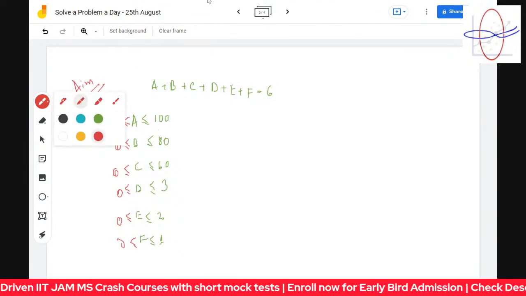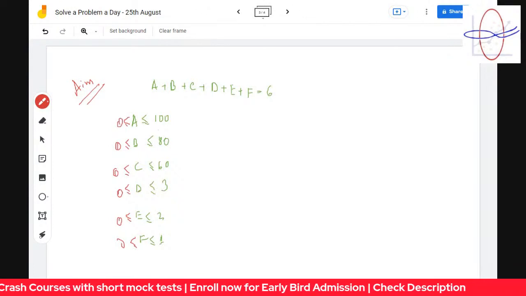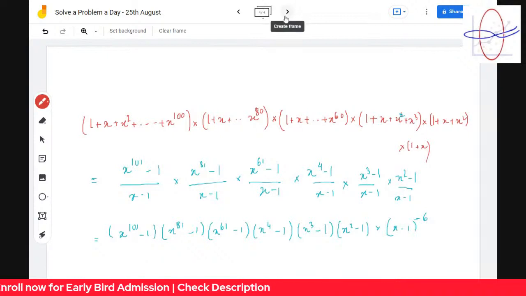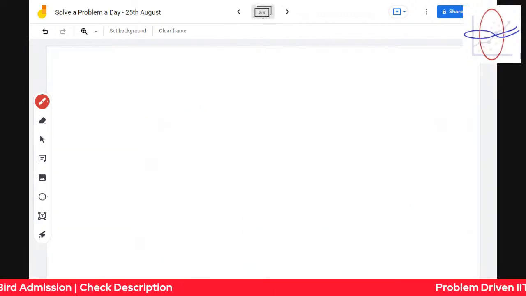But let's do the problem for an easier version. Let's try to do the problem in a different way. Okay, we will see something like this will be coming up. But let's do an easier problem first. Let's do the problem of this.